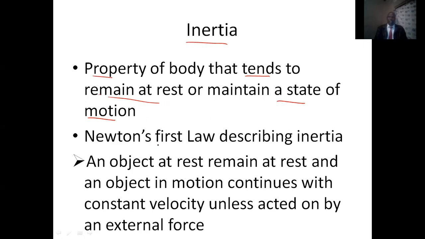In some way, inertia can be described using Newton's first law, which states that an object at rest remains at rest, and an object in motion remains in motion unless this object is acted on by an external force.